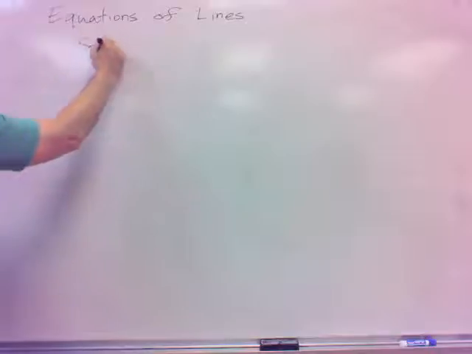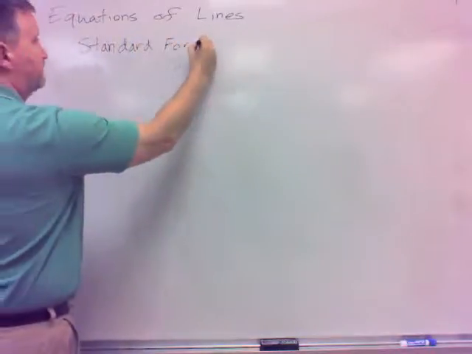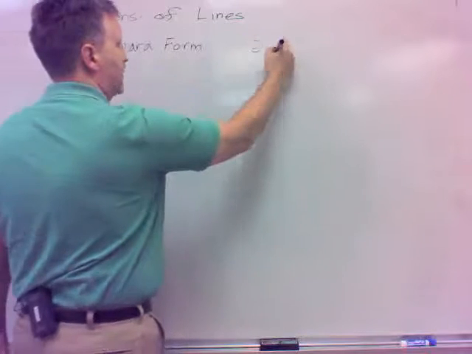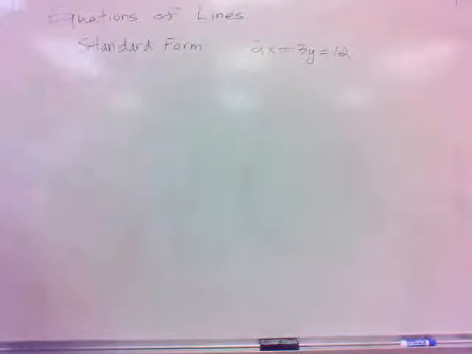So far, we've talked about the standard form of a line, and that is one like 2x plus 3y equals 12. So-called standard form because it's got the x and the y term on one side, doesn't have any fractions and all that. Some other forms.